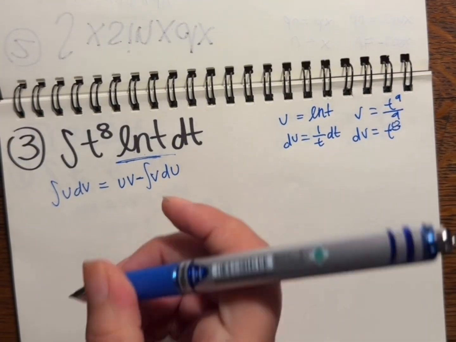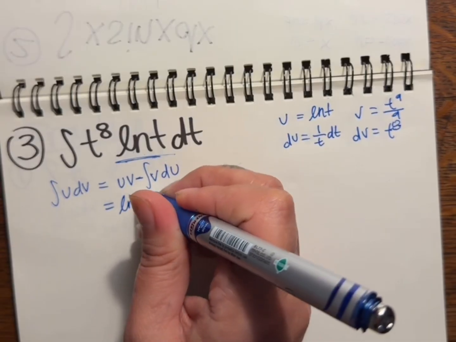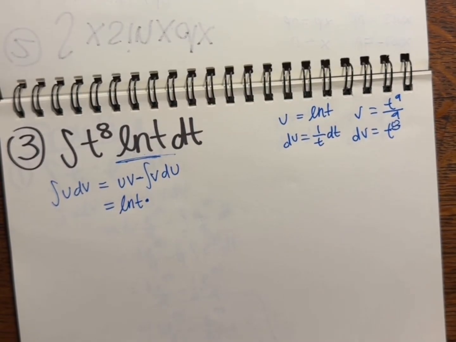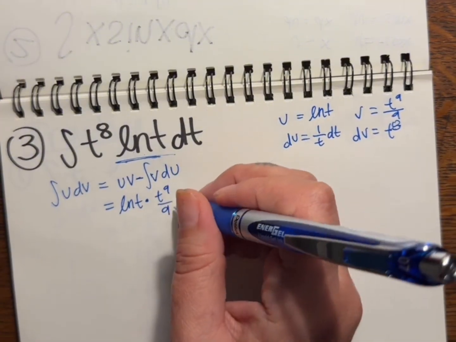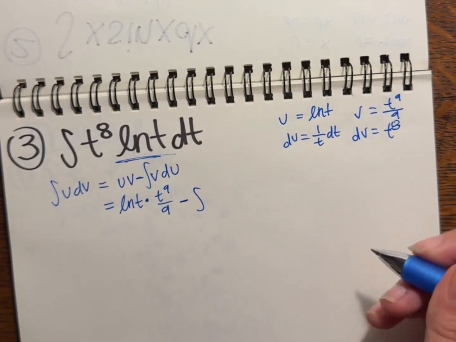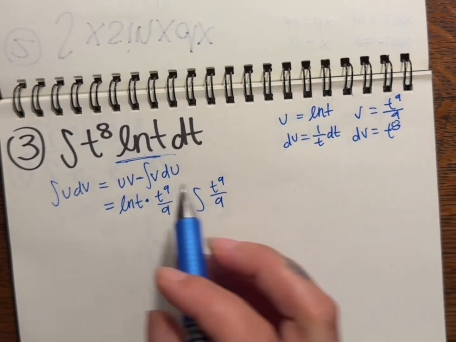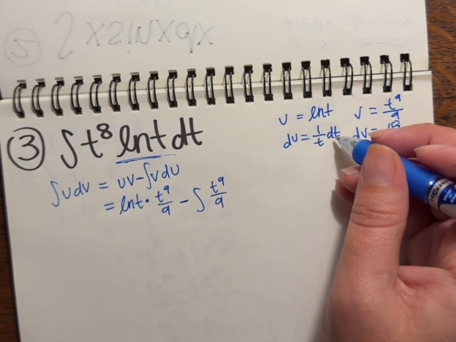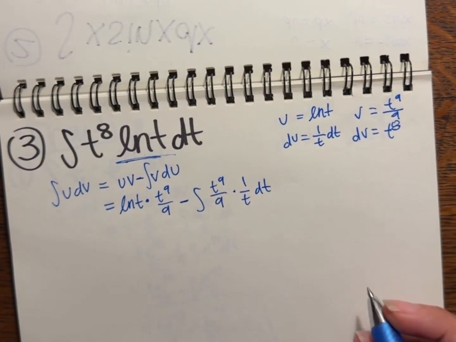Okay, now let's plug everything in. And we get u, ln t, minus v, t to the 9 over 9, minus the integral of v, which is t to the 9 over 9, du, which is 1 over t dt. And please excuse my kids, they're making a lot of noise. Hopefully you can't hear them.